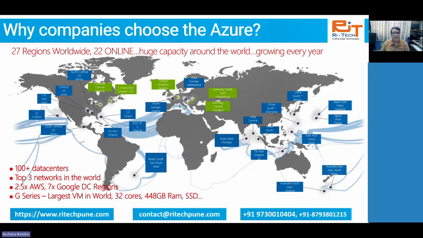Now, G series, the largest VM in the world, 32 cores, 448 GB RAM and SSD. So the hardware infrastructure is stand-apart in Azure data centers. You'll find the latest series of computing power, including huge RAM and storage, and multi-core processors. This is the Azure infrastructure due to which Azure is getting popular. In nearly every region of the world, you'll find an Azure data center there.